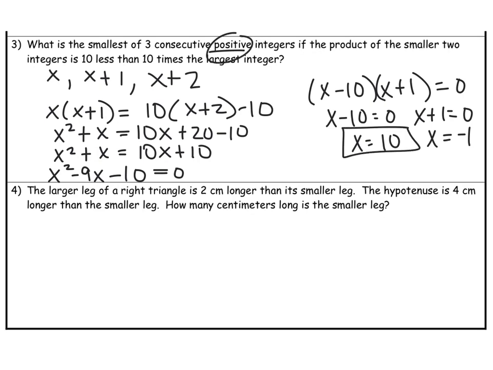So the numbers would be 10, 11, and 12, but it said what is the smallest of the 3, so I just wanted x. So the answer is that x equals 10.